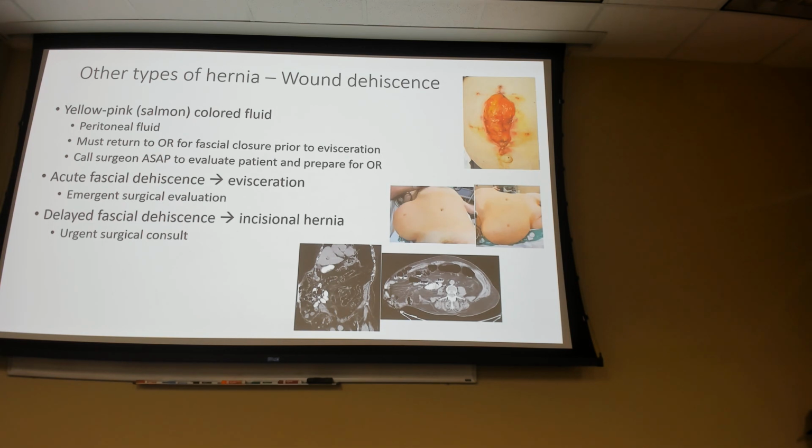And then here's our wound dehiscence, like I was talking about, any sort of salmon or abnormal colored discharge coming out of there, especially if there's peritoneal fluid. We need to take them back to the OR for a fascial closure. So this is more of an emergency, especially if we're seeing this in the hospital as we're rounding post-op. We need to evaluate their wound site, determine whether it's infected, and then take them back to the OR.